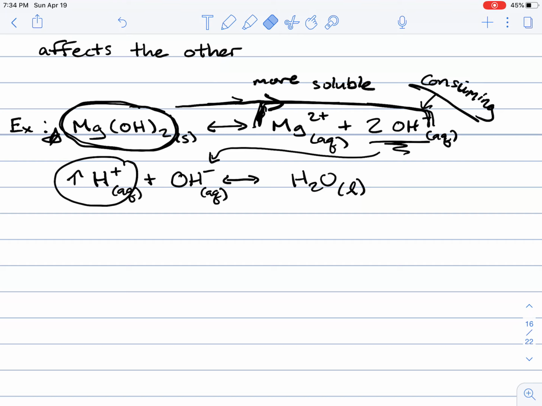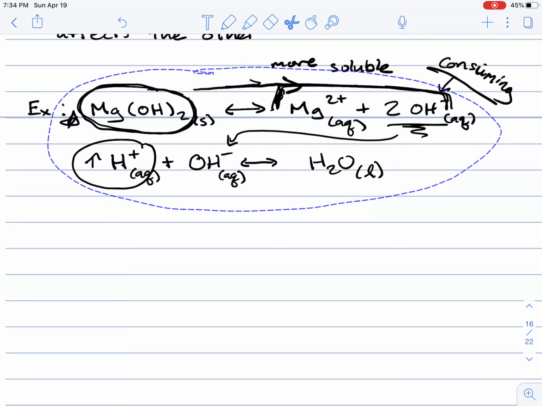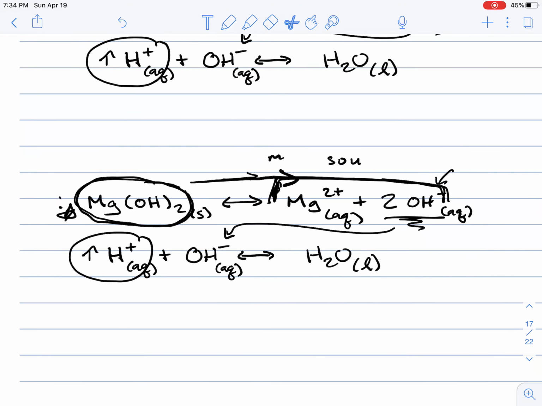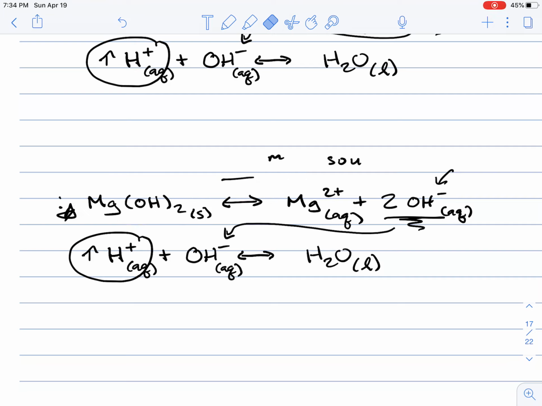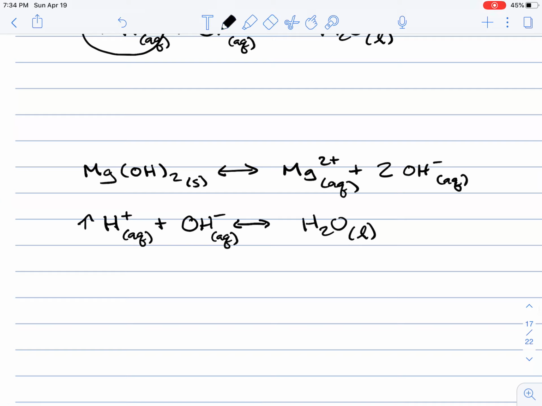And now that we understand, I'm going to go ahead and probably just rewrite this, or just duplicate it. I'm just going to go ahead and erase some of this stuff that I wrote down, because we're going to take this idea of simultaneous equilibria one step further. Remember that this equation, the decomposition of magnesium hydroxide into its ions, is going to represent one chemical reaction that's occurring.